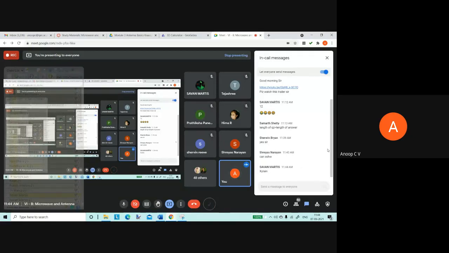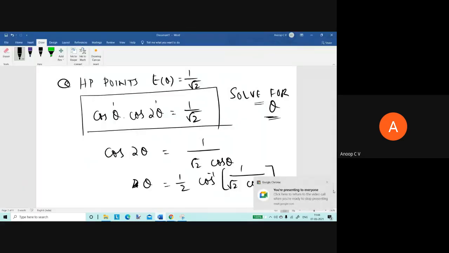Yeah, Shreyas, if you can solve, what is the value of theta? Okay, okay, fine. Yeah. Meanwhile, I don't want to waste time, so I'll just write it down here.